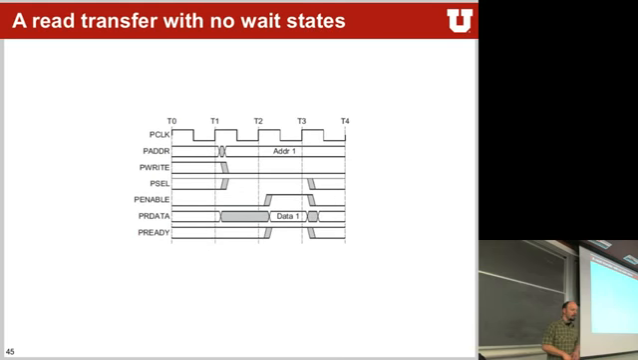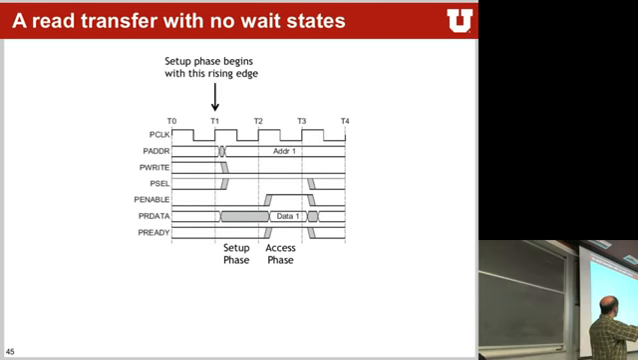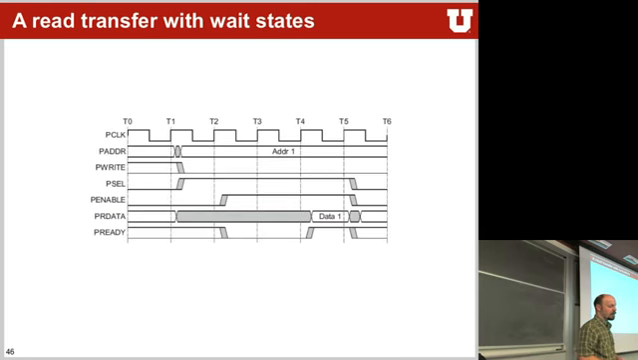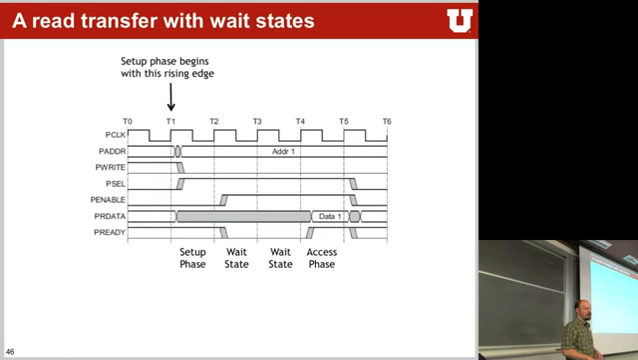A read transfer with no wait state. Again, setup on this clock edge. This is the setup phase where everything has to happen. And at this falling clock edge here, everything has to be ready. In this particular state, the access state, the data has to actually be ready at the falling edge of the clock itself. A read transfer with a wait state example, again with a setup, wait state, and access phase.